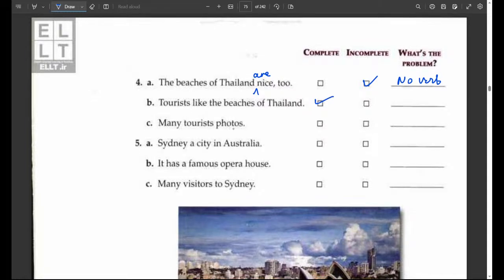Many tourists photos. Again here it's incomplete, and what is missing here? Tourists, the subject, photos, and no verb. Where we could have used take. Many tourists take photos.